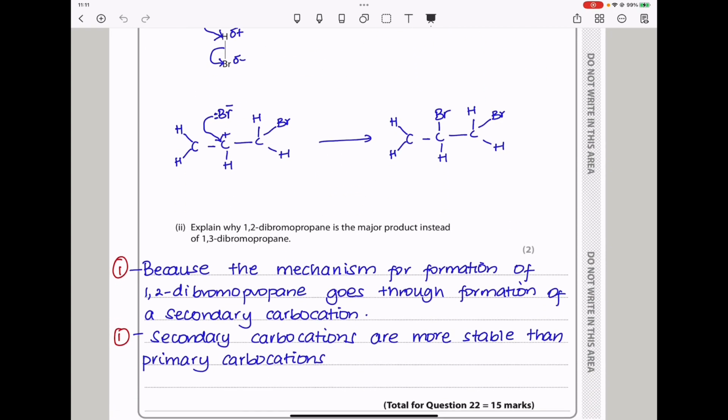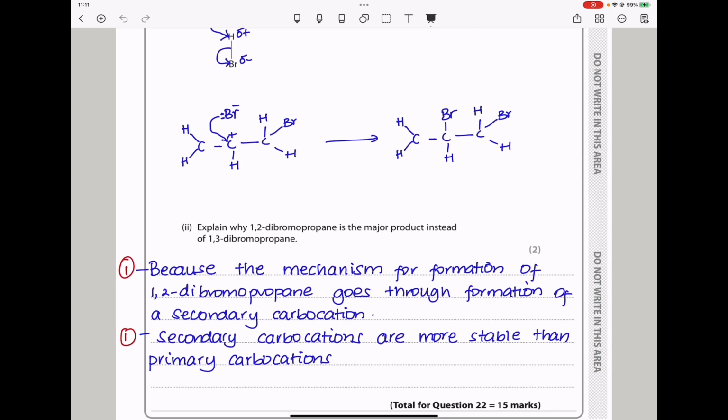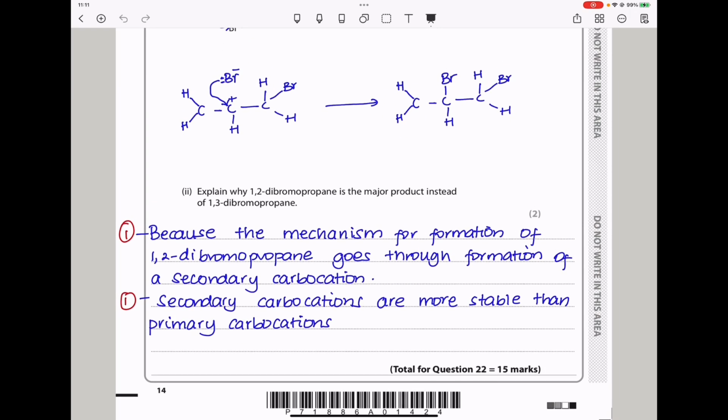So down here they say, explain why 1,2-dibromopropane is a major product instead of 1,3-dibromopropane. Same idea, this question comes up a lot because the mechanism for the formation of 1,2-dibromopropane goes through formation of a secondary carbocation, and secondary carbocations are more stable than primary carbocations. So this brings us to the end of question 22. Let's continue to question 23.